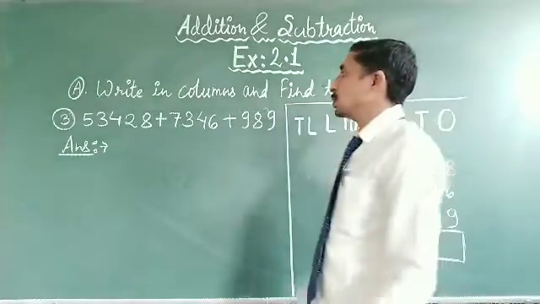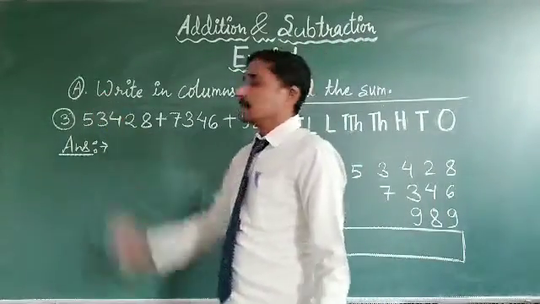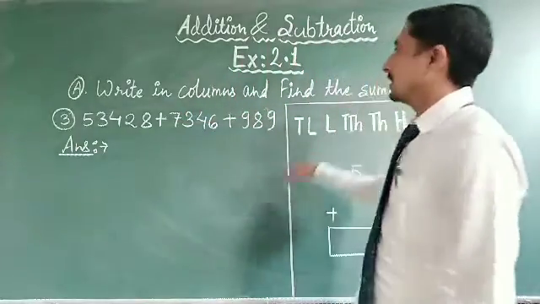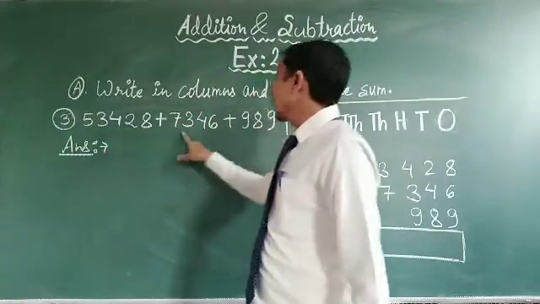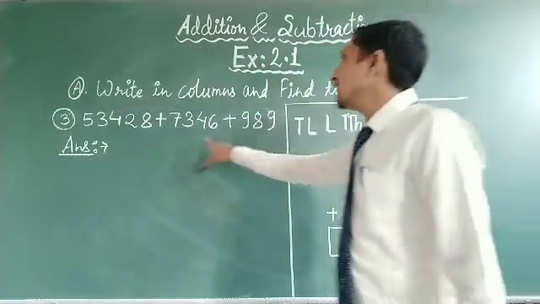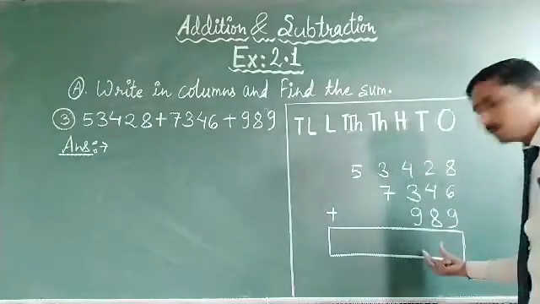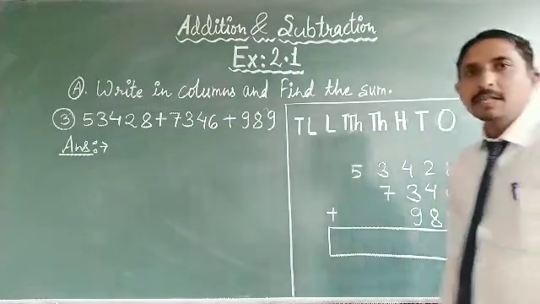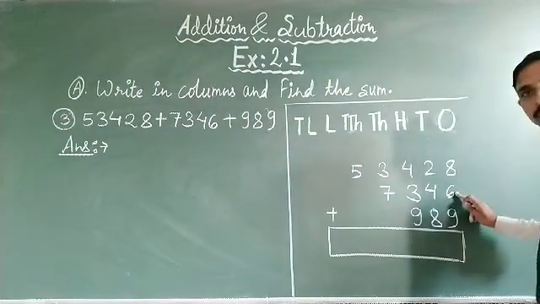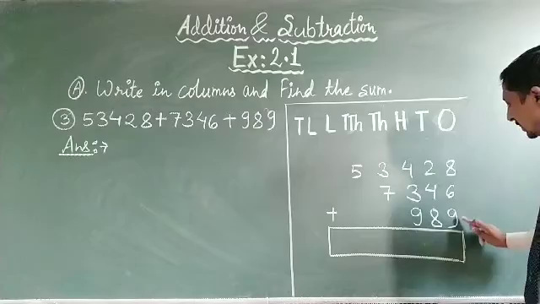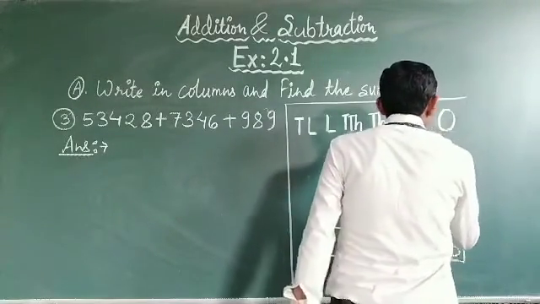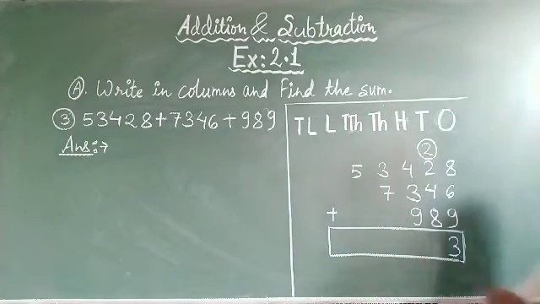Okay, now we come to question number 3 of the same exercise. Again we have to write in columns and find the sum. You see 3 whole numbers are given here: first, second, third. So what we have to do? Write all 3 whole numbers in the columns. You see, it is already written. Now start adding from ones place. Add this number: 8 plus 6, 14, 14 plus 9, 23. Then write 3 and 2 is carried to the next place.